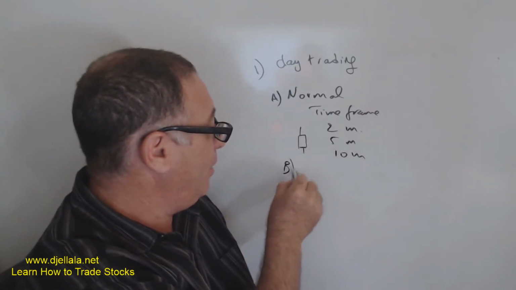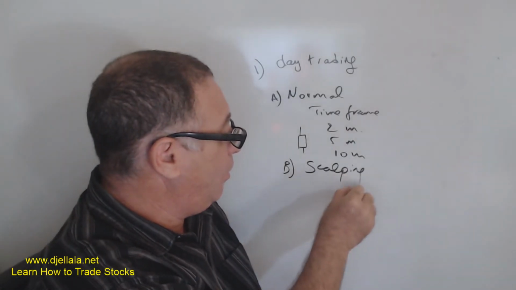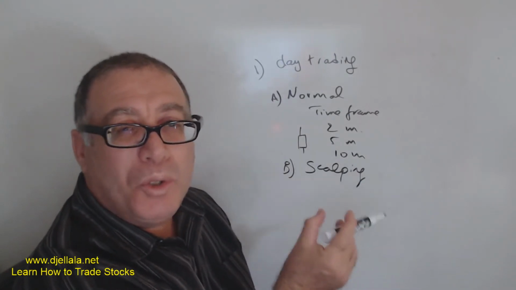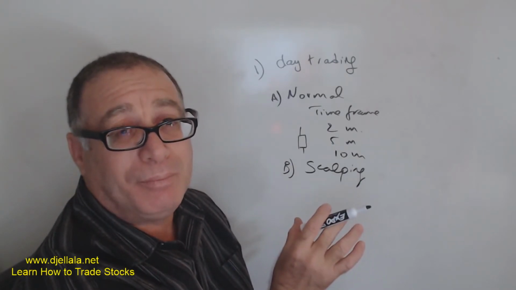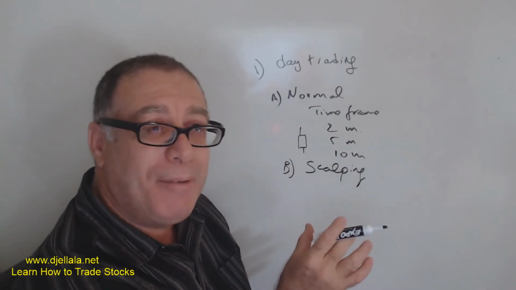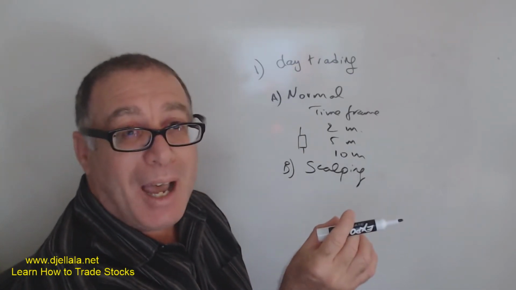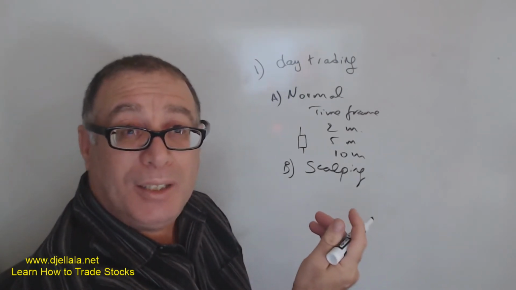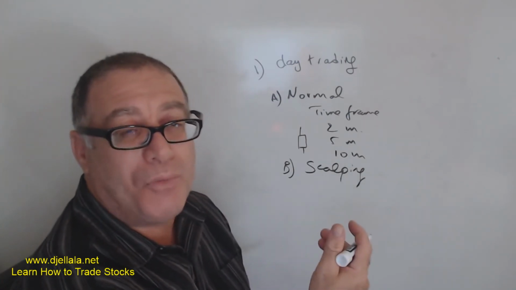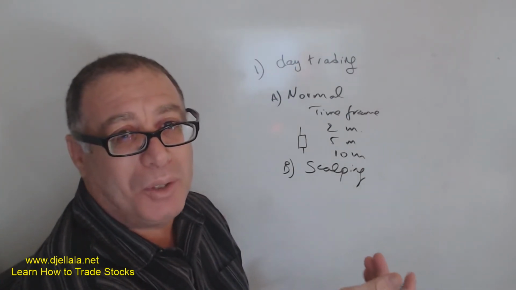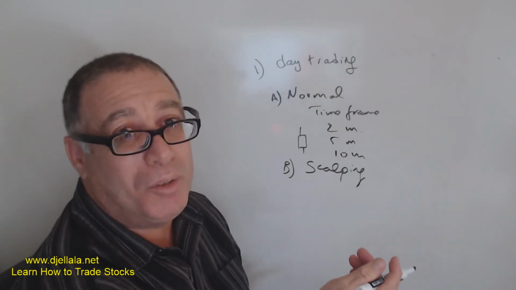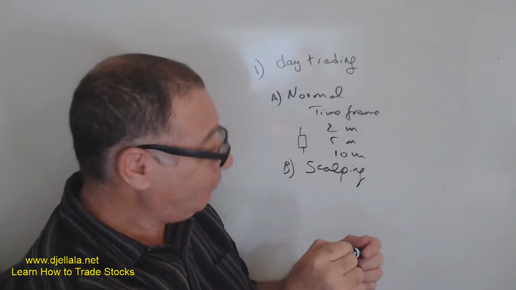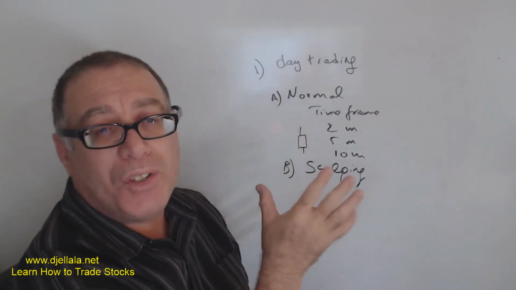Now, we have B, which is called scalping. Scalping is when you trade a very, very short time, less than a minute or a minute or two or three, you just buy when you see something going up and then you sell very quick. You need to have a lot of money in order to trade very often. Because if you have only 1,000, 2,000 dollars, you can't do that very well because you need money. So this is what we call day trading, which is the first thing we talk about.